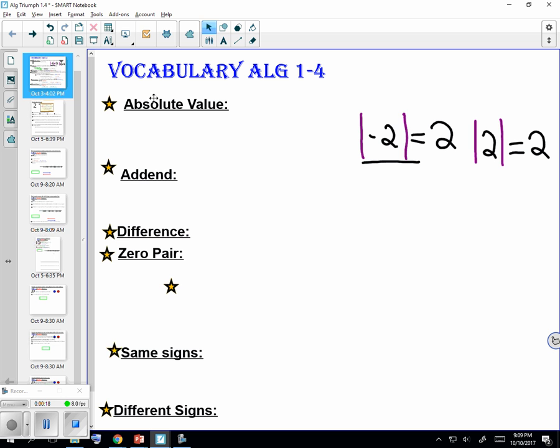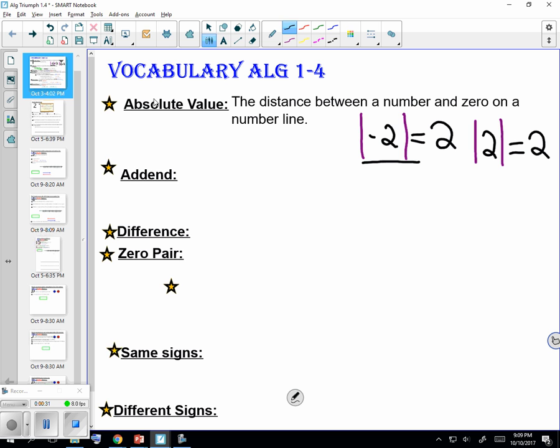The absolute value of a number is its distance from 0 on a number line. -2 is 2 steps to the left of 0, so it has an absolute value of 2. 2 is 2 steps to the right of 0, so it has a value of 2 when you take the absolute value. Now, we looked at how sometimes you can get a negative. Inside the absolute value, it's always positive.